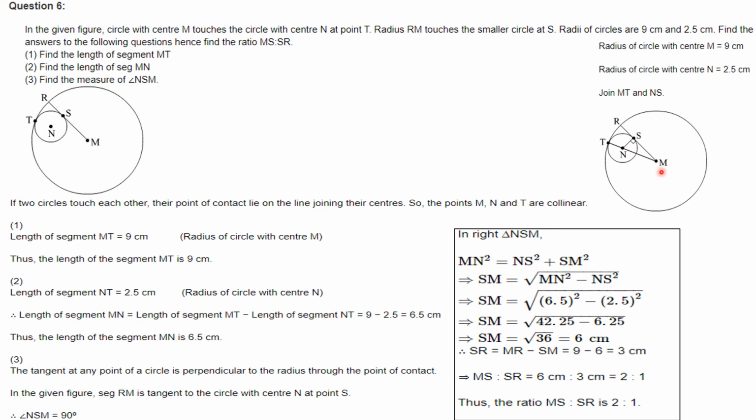Now SR is MR minus SM. MR is 9. 9 minus 6, that is 3. RS is 3. We want ratio MS is to SR. So MS is 6 and SR is 3. 6 is to 3, that is 2:1.